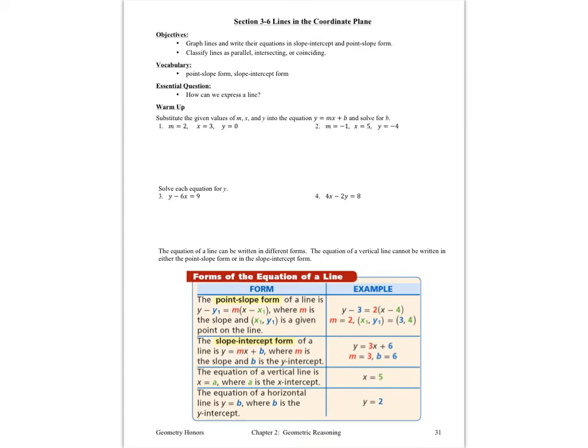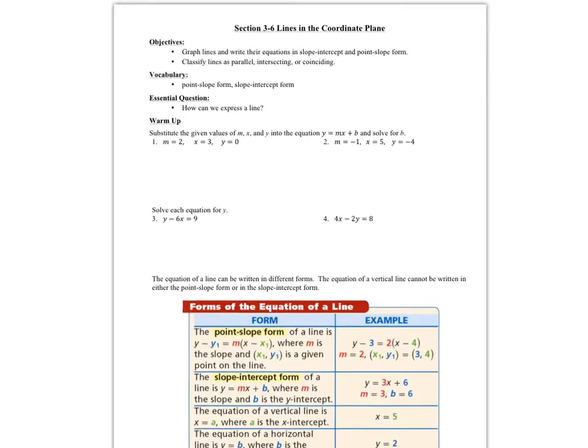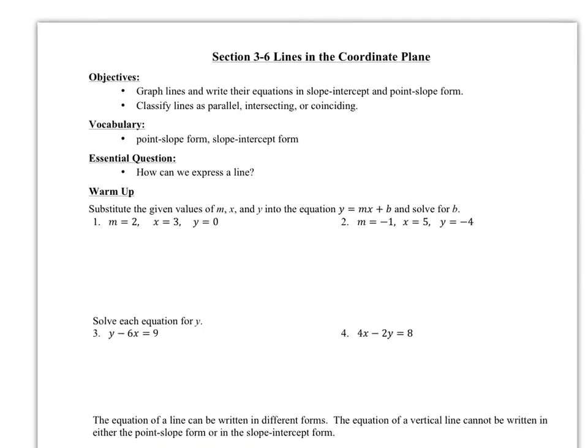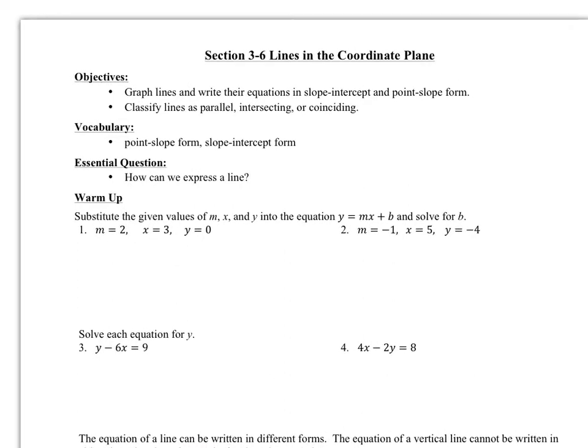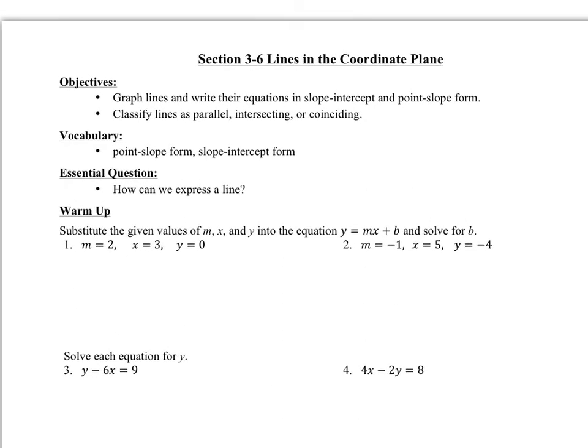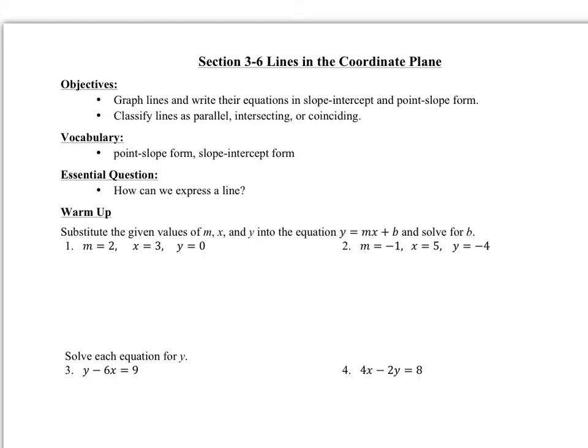We're in section 3-6, lines in the coordinate plane. And in this section we're going to be putting together some of the information from the last two sections along with some of our previous knowledge from Algebra 1. Let's read the objectives together. Graph lines and write their equations in slope-intercept and point-slope form, and classify lines as parallel, intersecting, or coinciding.